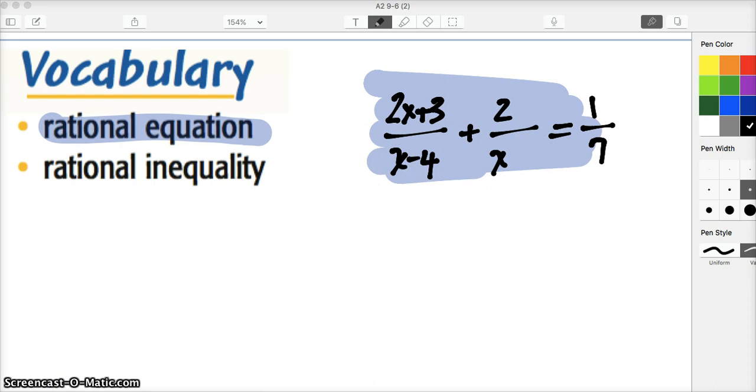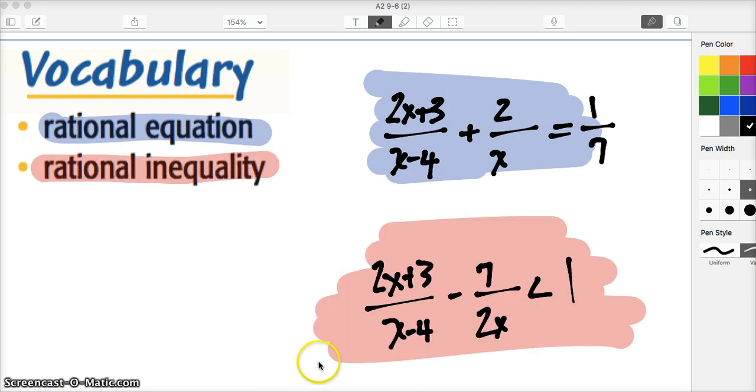What's a rational inequality? Glad you asked. Well, it's a lot like a rational equation, except we have an inequality symbol where the equal sign should go. And so the big deal that we're going to be dealing with is how to solve these things.